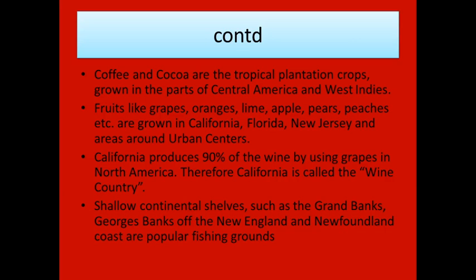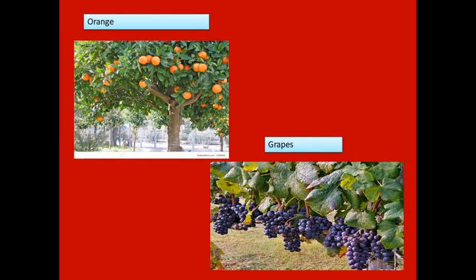Shallow continental shelves such as the Grand Banks, George Banks of the New England and Newfoundland coast are popular fishing grounds. So here you can see some of the fishing grounds also. Here are the pictures of fruits which are grown in North America, that is orange and grapes.